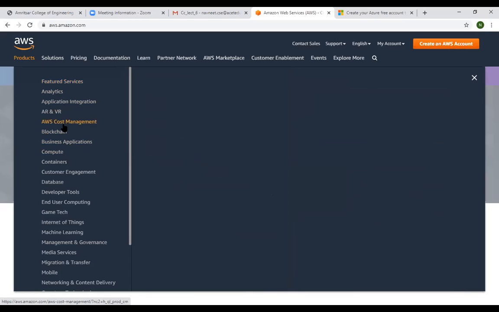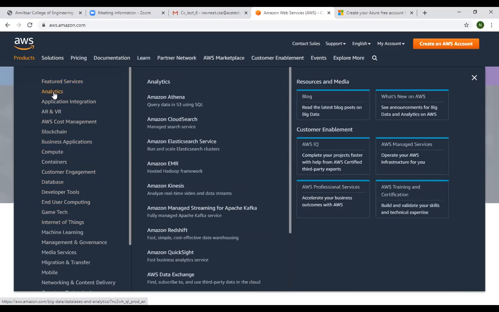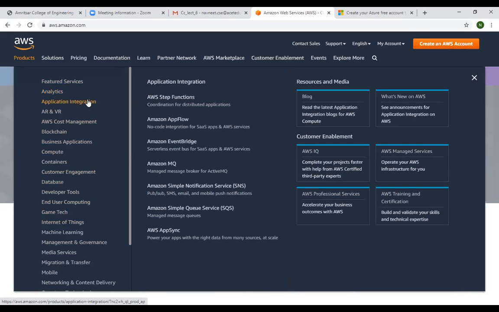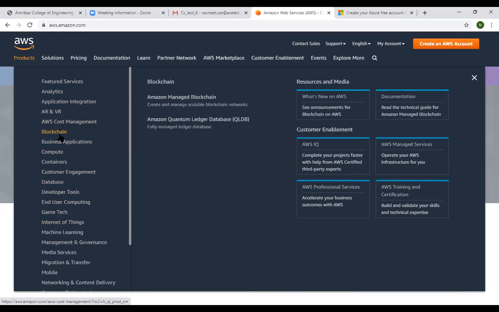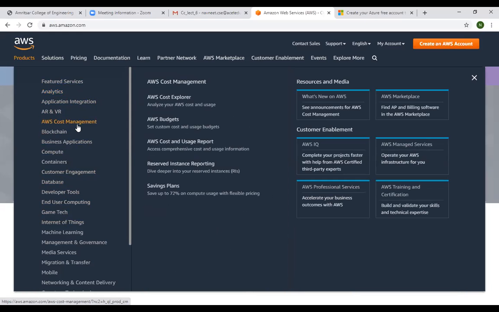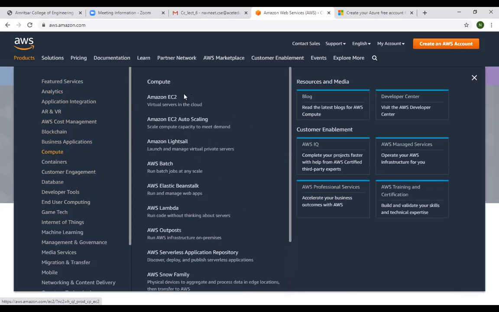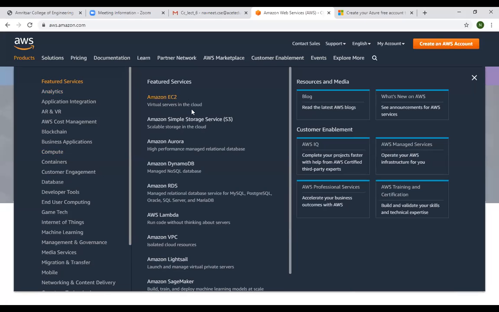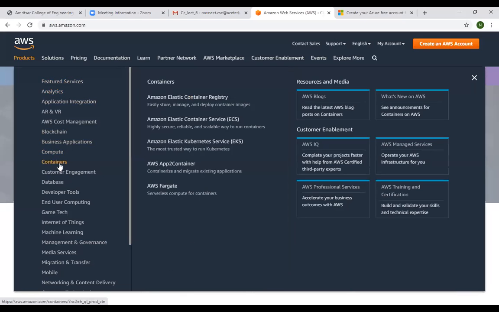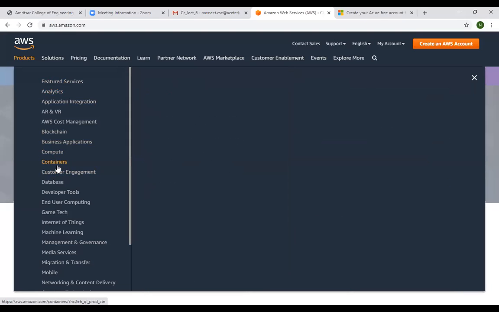On the left hand side, you can see they have categorized the services according to their field. Like for analytics, what are the services available, application and integration, AWS cost management, blockchain, business application. In the compute, you can see the Amazon EC2. As I already told you, this is a very popular service. Next is the container services. These are some of the container services that are available. We'll study what containers are also.